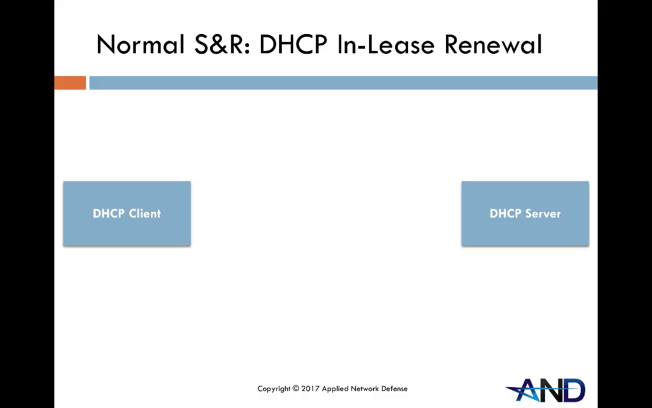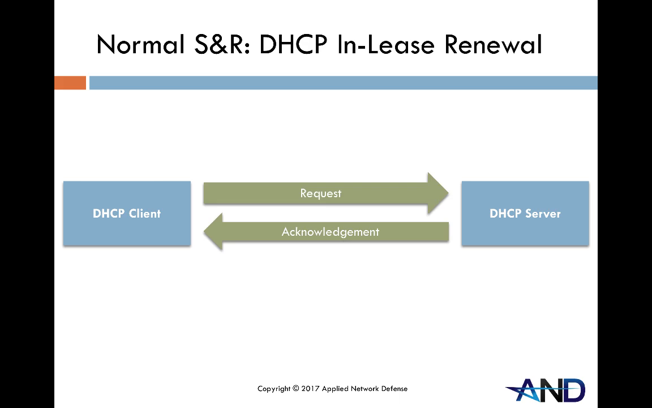So whereas before we had a client and a server and went through that whole discover, offer, request, ACK, the process for an in-lease renewal is actually half the process. It's only the request and the ACK. We don't see the discover, we don't see the offer because the DHCP client is much more aware of the information it needs. So this is the process you would expect to see, just the request and the acknowledgement, not the discover and the offer. And that's normal stimulus and response.